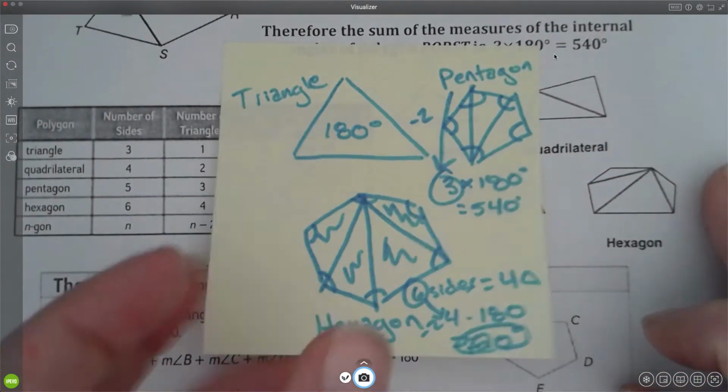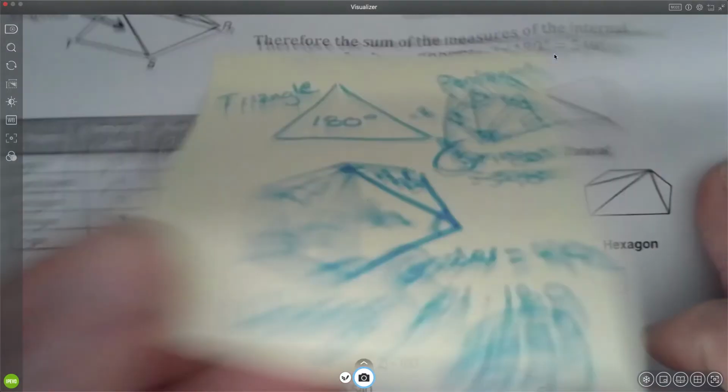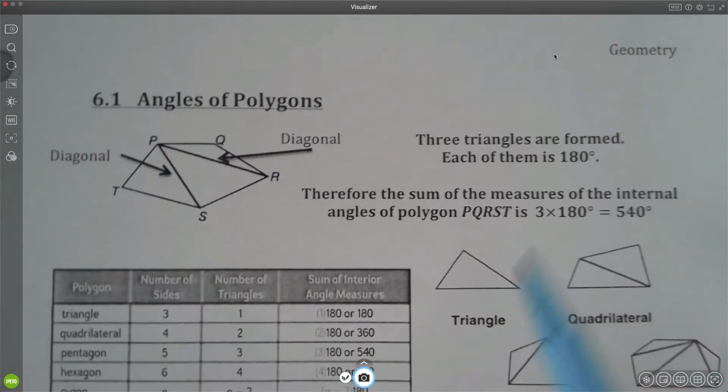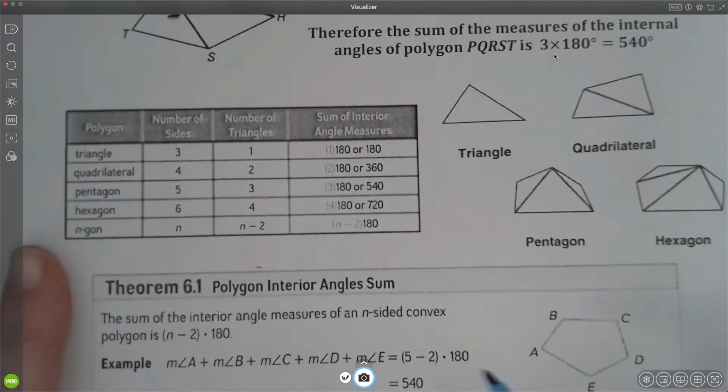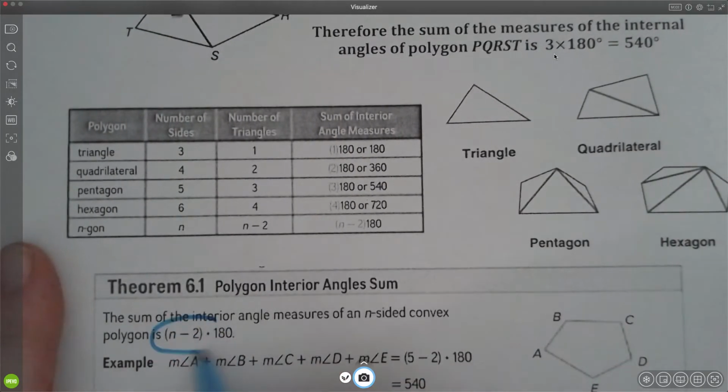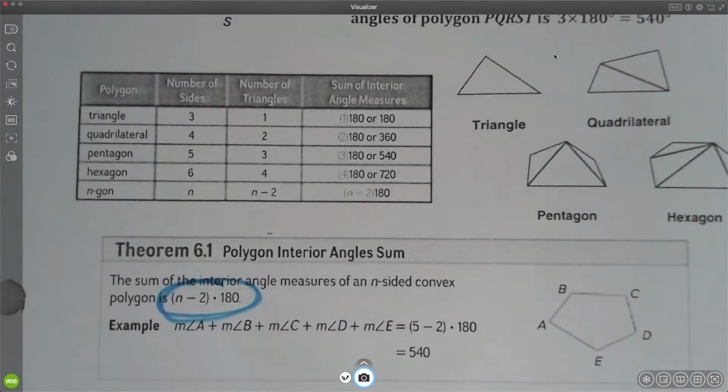Here's your formula. So when you're doing that, the formula is you're going to take, right here, n minus 2 times 180, right? N minus 2 will give you the number of triangles that you have. Multiply that by 180 because there's 180 in one triangle. And then you're good to go, right? Does that make sense? Okay? That's easy. That's pretty easy. That's where the formula comes from.